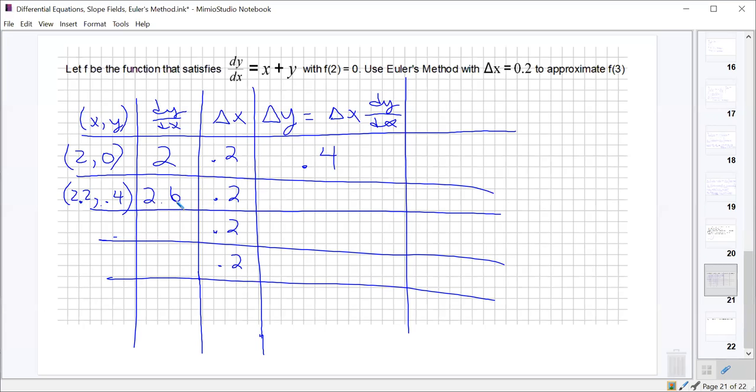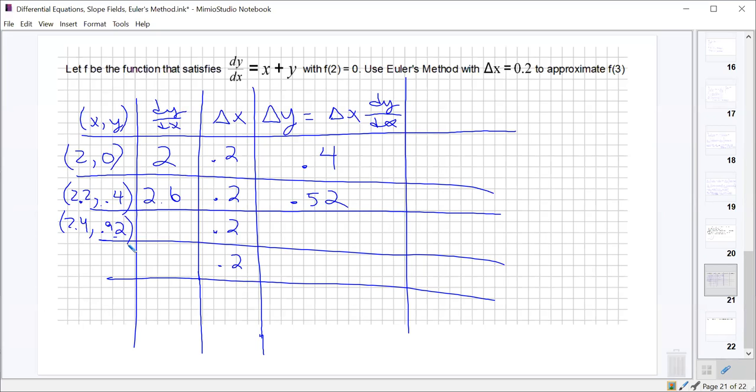Should be 2.6, right? And we're going to multiply that by 0.2, which ought to give us 0.52. Everybody go with that? And then we will add our 0.2 to our x, which is now giving us 2.4. And we'll add our 0.52 to our 0.4, which is now going to be 0.92.